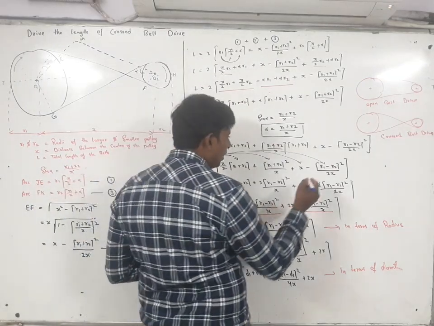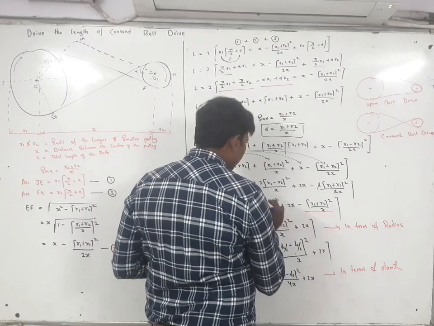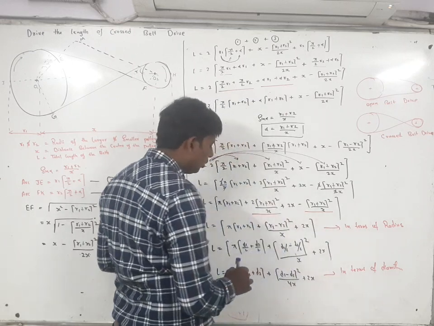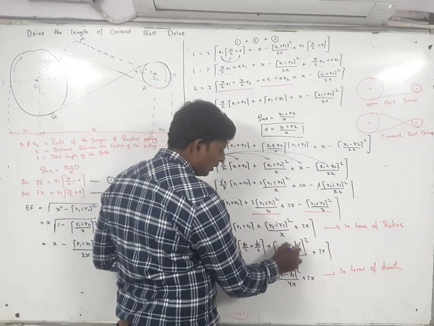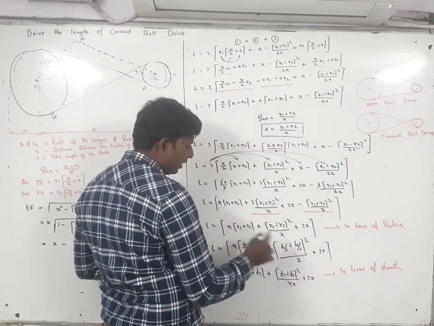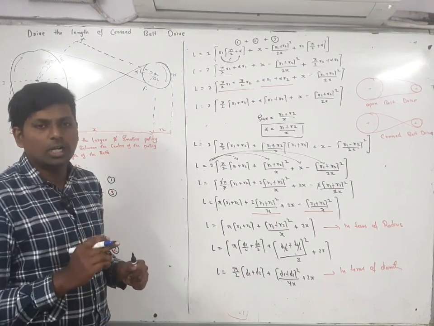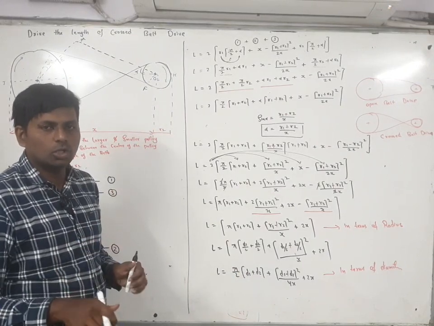But the thing is that here it will come plus, here also plus, this is also plus, this one is also plus, and here also plus. Wherever you are getting minus, you have to convert it into plus. In which belt drive? Cross belt drive. Suppose it is open belt drive, no need to change here.